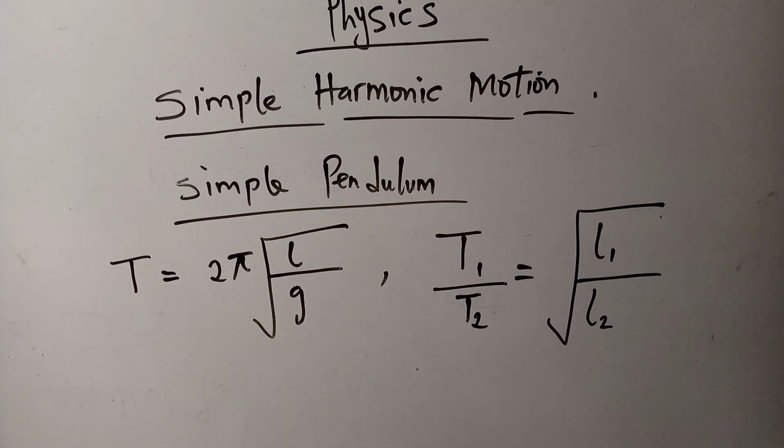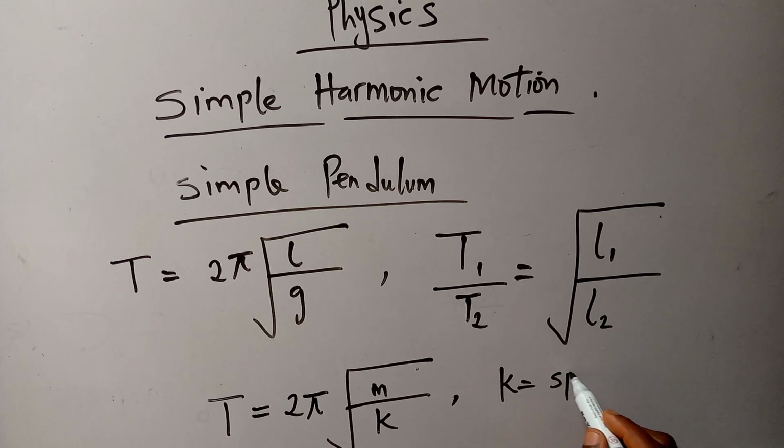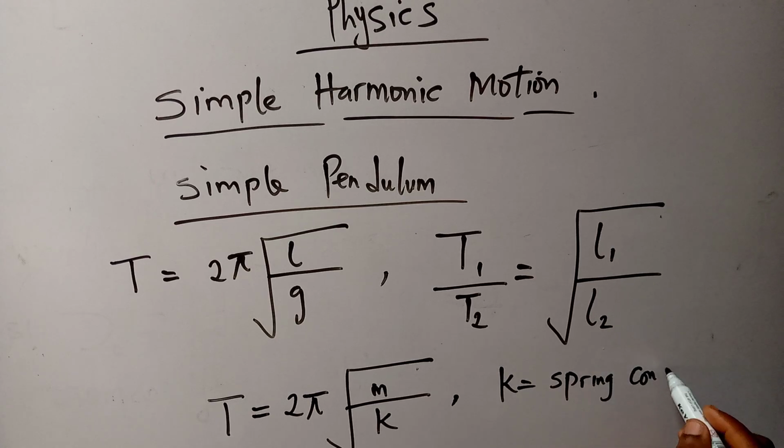Also, period can be calculated using T equal to 2 pi root m over k. This formula will be used when the spring constant or force constant is given. Your k here is your spring constant. Whenever a question says calculate the period and the spring constant is given, you can apply this formula to solve it. Now next, let's look at more formulas.